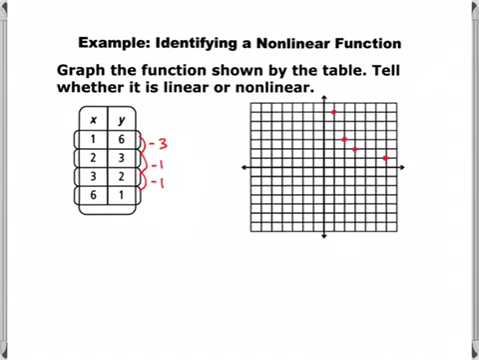So here I've graphed the ordered pairs of points. At x is 1, y is 6, I put a point. At 2, 3, I put a point. At 3, 2, and at 6, 1, I put a point. And if we look carefully at this, we should notice that this particular graph isn't a straight line. It appears to curve. So that means this is definitely nonlinear.